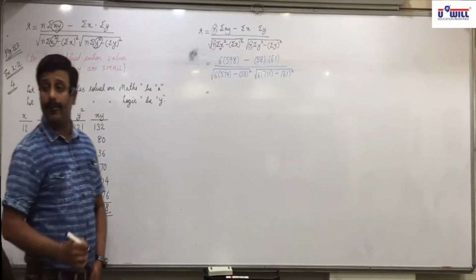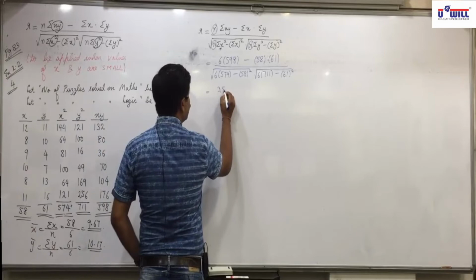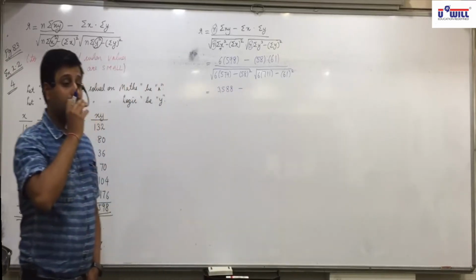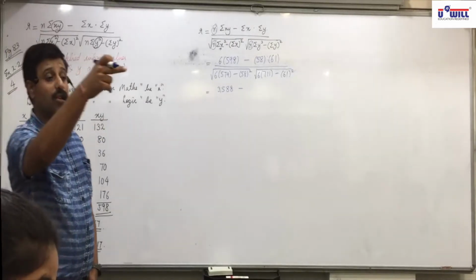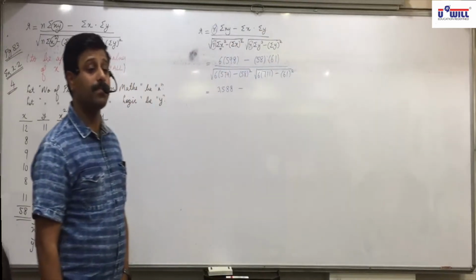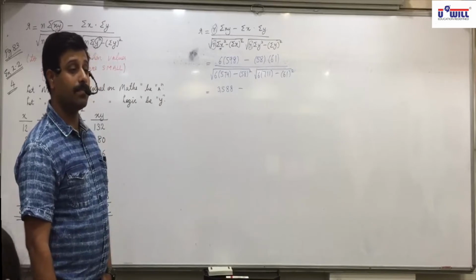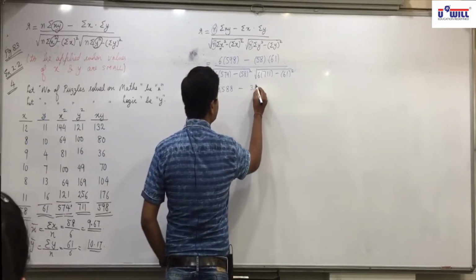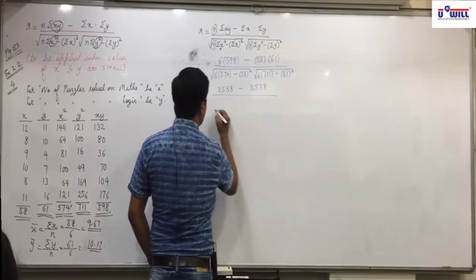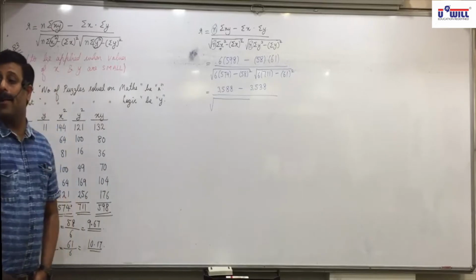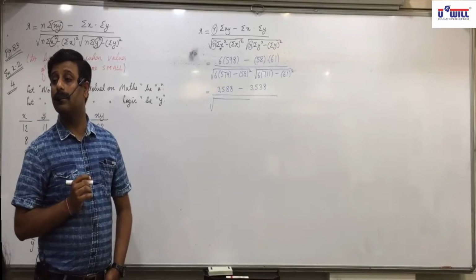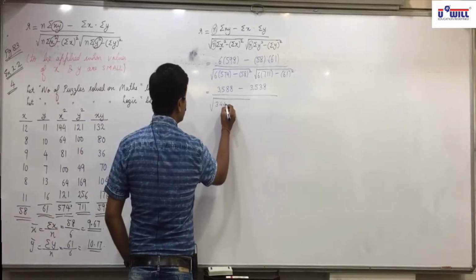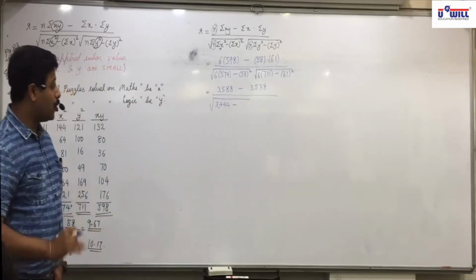Valerie, 6 into 598. 3588. 3588 minus 58 into 61, Ishan. 3538, upon square root of 6 into 574, Prina. 3444, minus 58 square.